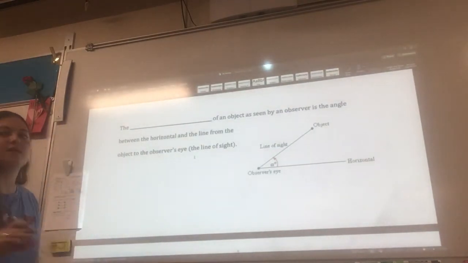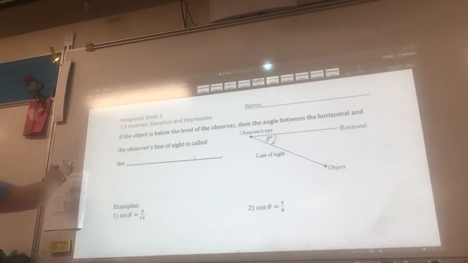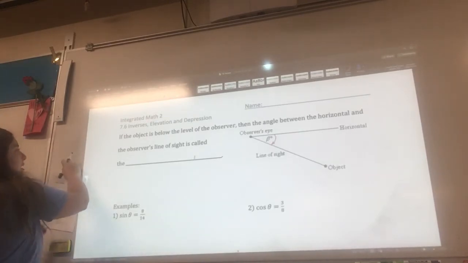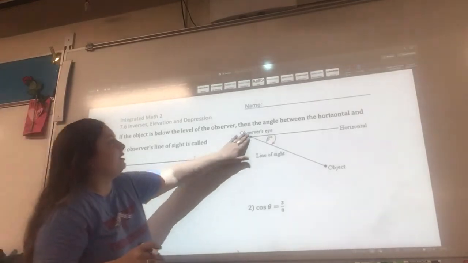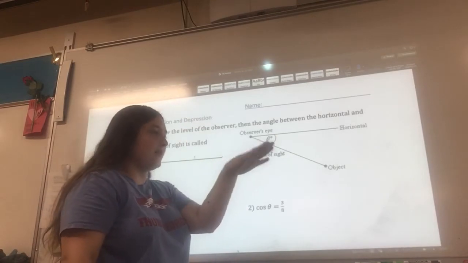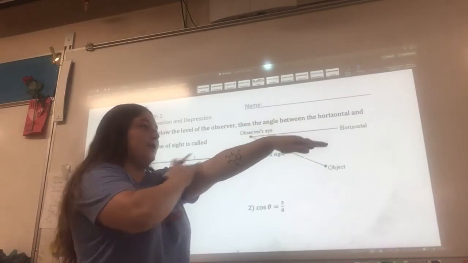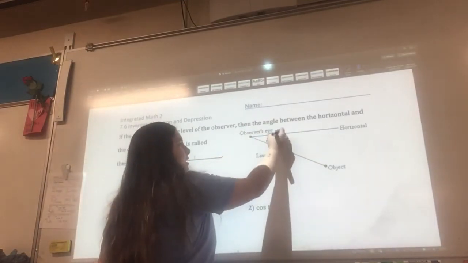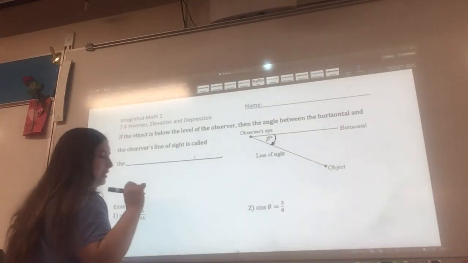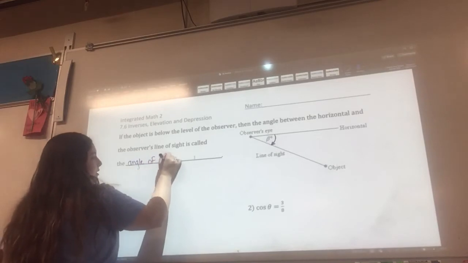I'll get more into the examples in just a second. So the other one we need to look at is the angle of depression. And this is when the object is below the level of the observer. So instead of me looking up at something, I'm going to be looking down at something. Based off of my horizontal here, I'll be looking down to the object I am looking at. So this is the angle of depression.